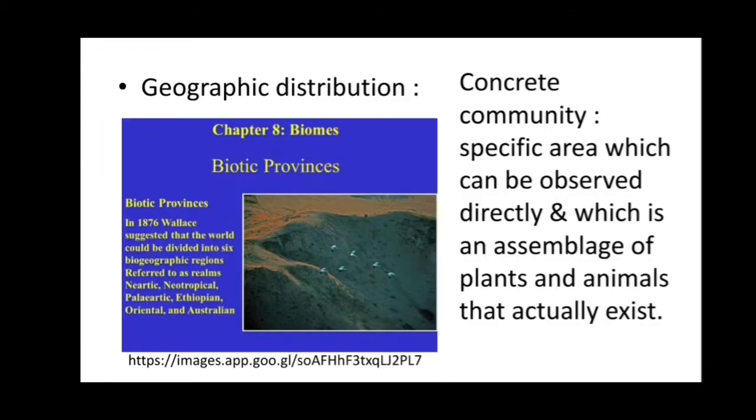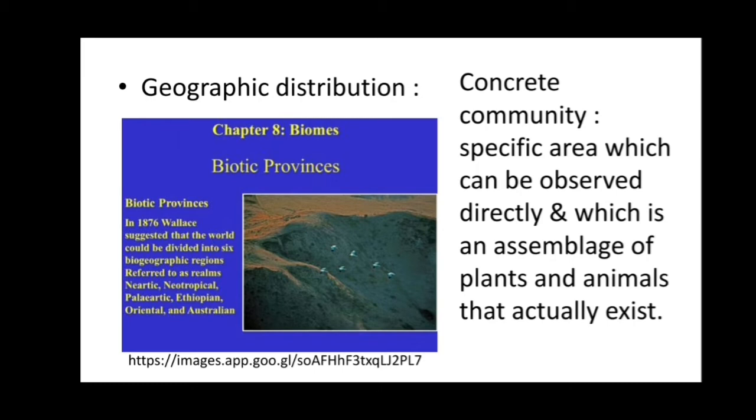Next one is classification of community depending on geographical distribution. So what is biotic province? In 1876 Wallace suggested the world could be divided into six biogeographic regions: Palearctic, Nearctic, Neotropical, Oriental, Australian, and Ethiopian. So these are the biogeographic regions. Now the concrete community is a specific area which can be observed directly, with an assemblage of plants and animals that actually exist.